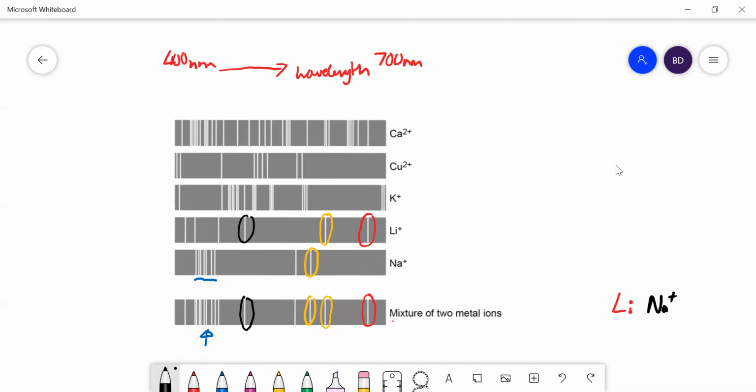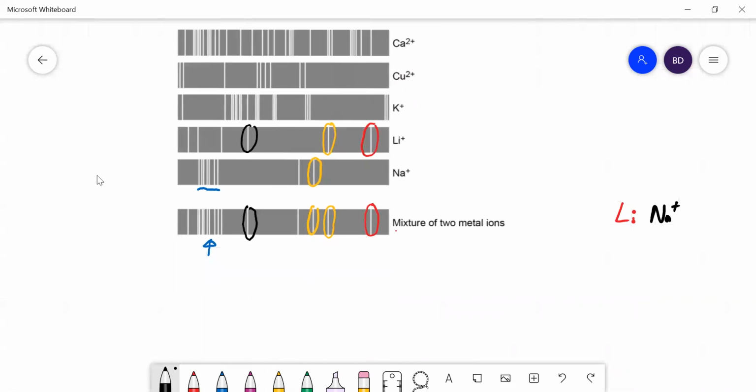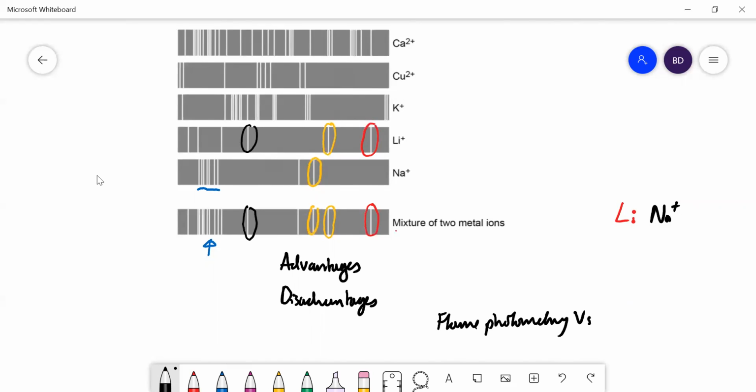So that's how you'd use flame photometry. And just to finish, let's look at the advantages and disadvantages of flame photometry, which is an instrumental method, compared to just a simple flame test. Well, the advantage of flame photometry is you can deal with mixtures. You can't in a normal flame test.